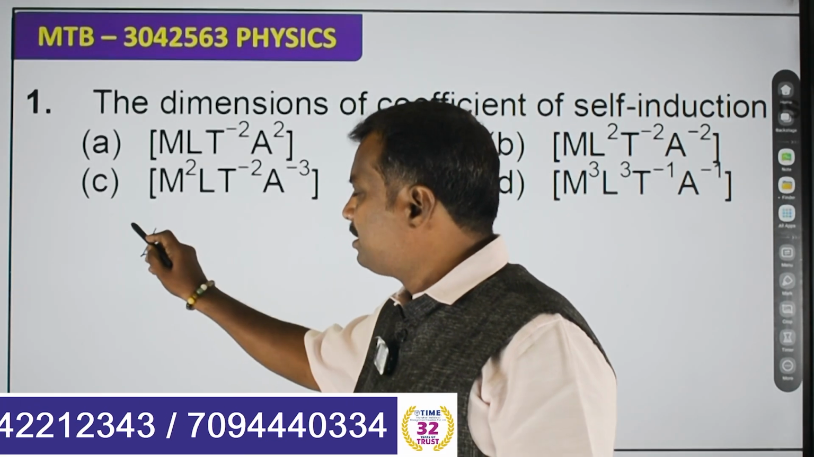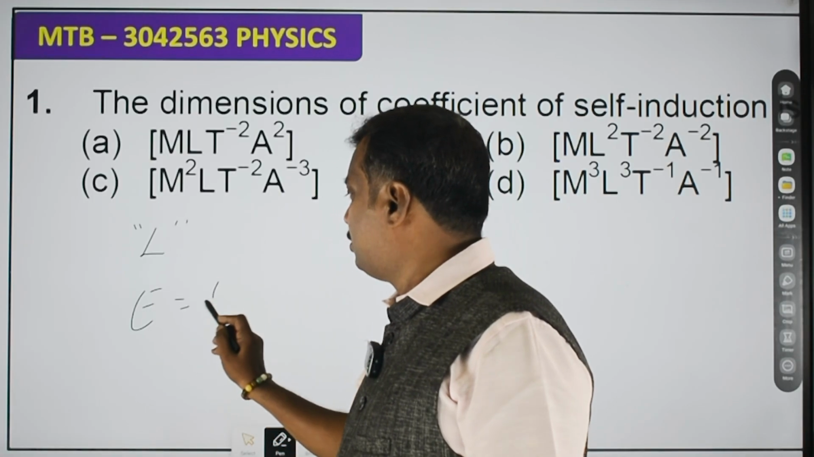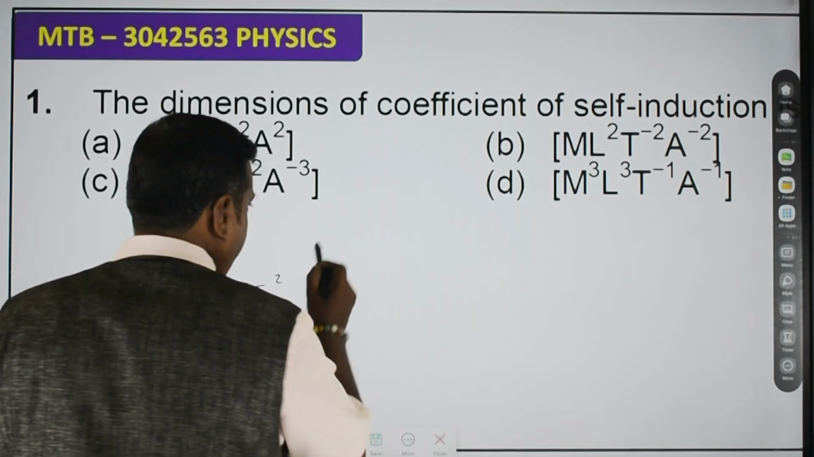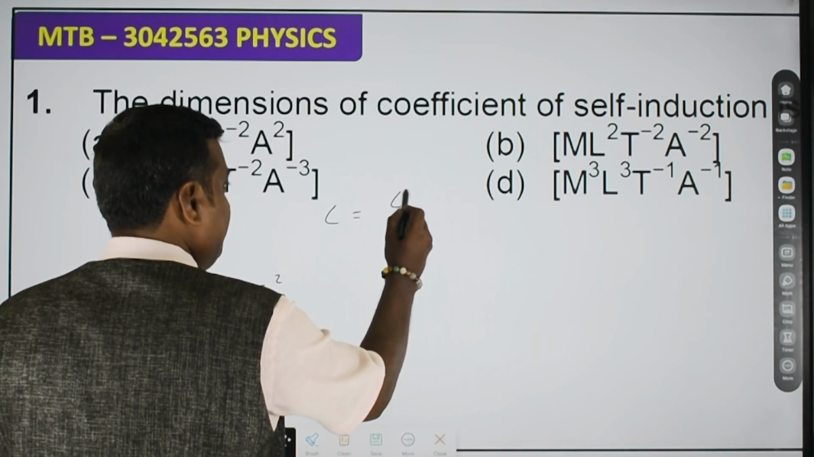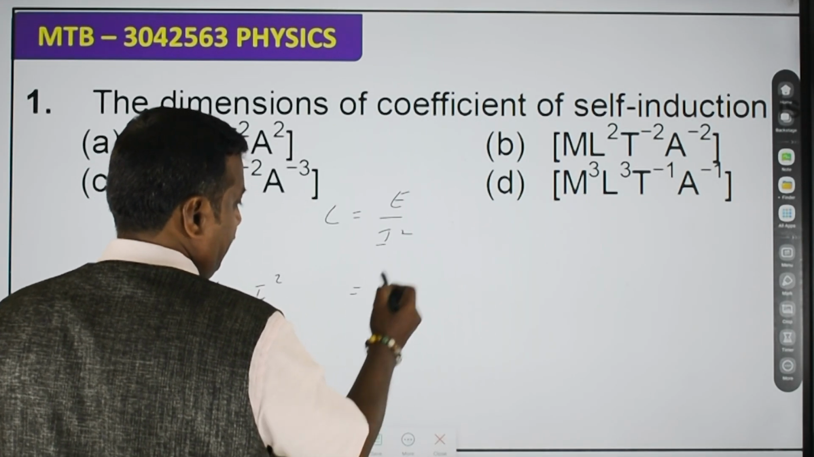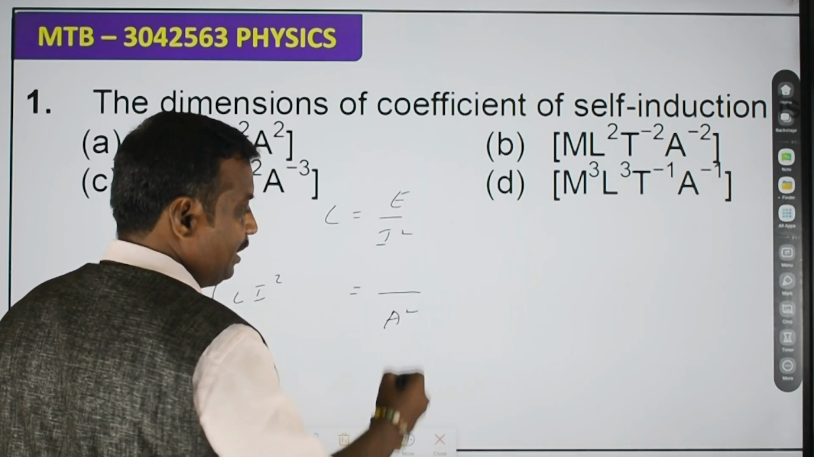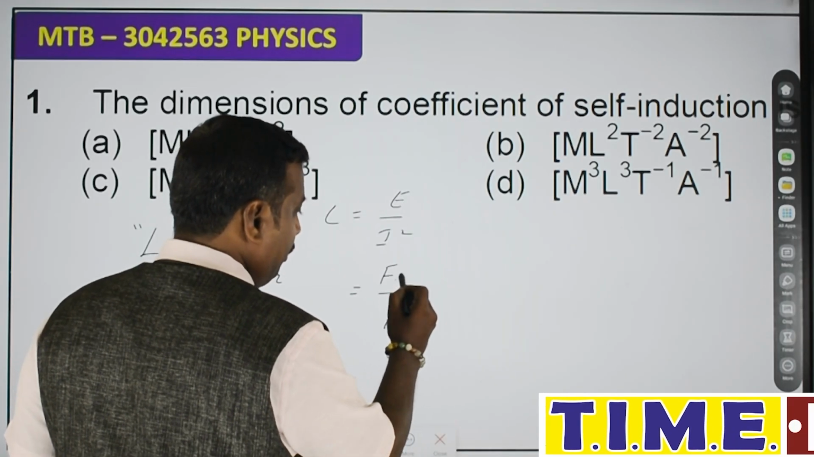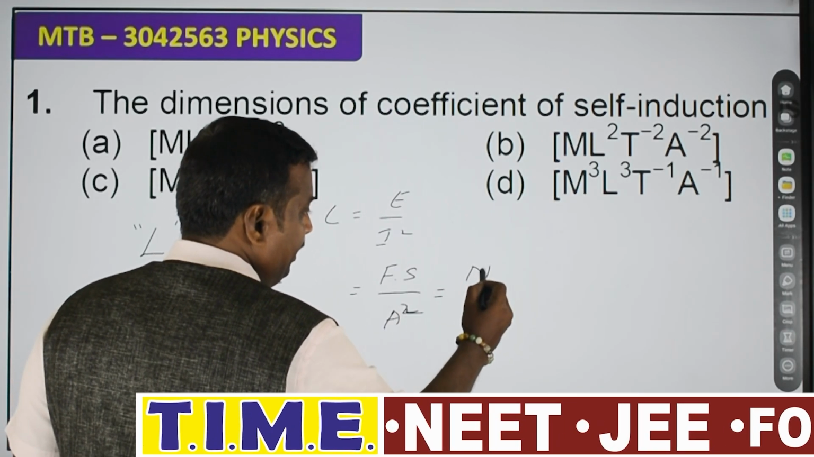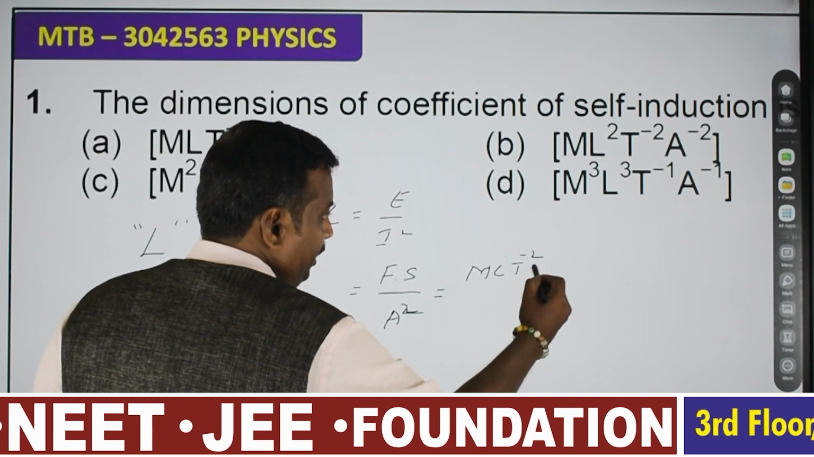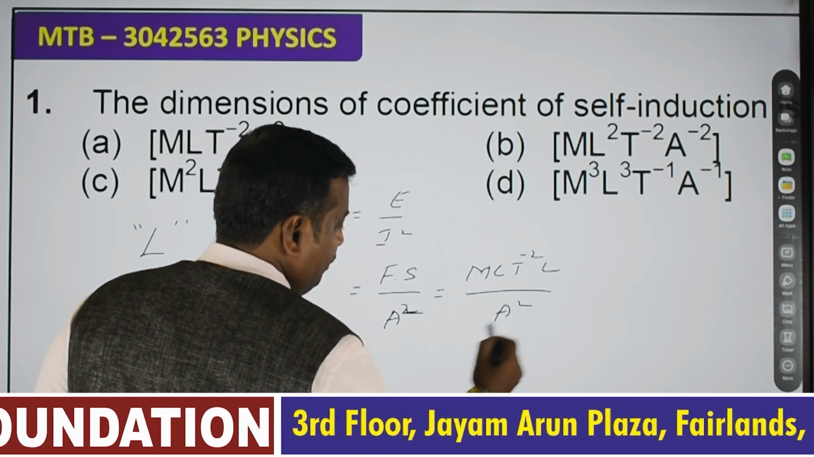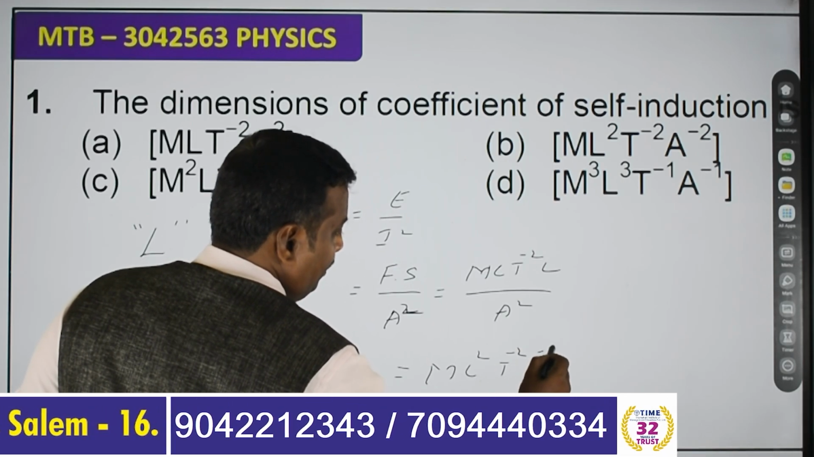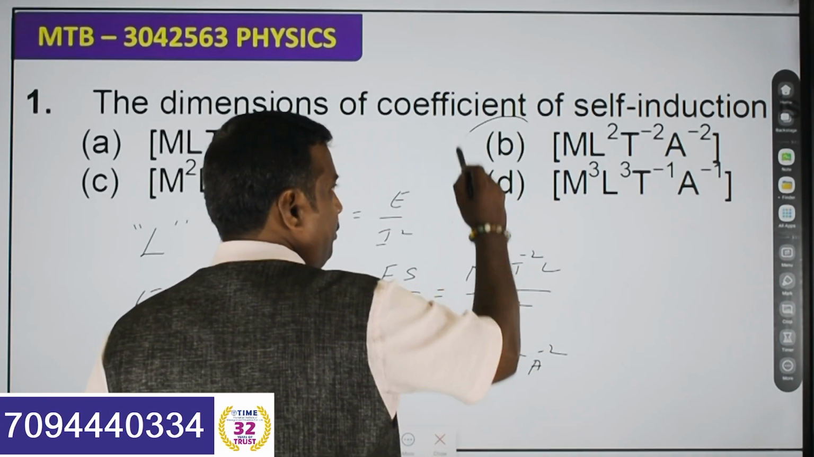So L. We can do it in many methods. I'll put a method. E is equal to half L I square, so L is equal to E divided by I square. The unit of I is ampere, so ampere square for I square, and E is your work done. W is equal to F dot S. F is equal to ma, so for ma, M L T power minus 2, and for S, L. So your answer will be M L square T power minus 2 A power minus 2. So the right choice will be option B.